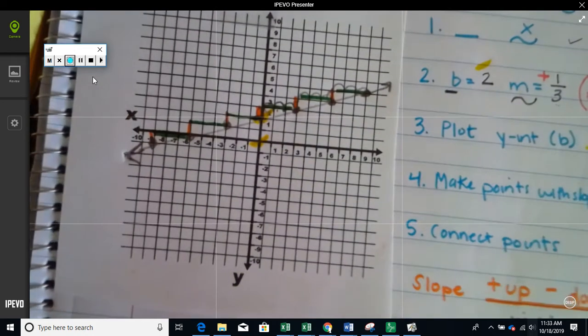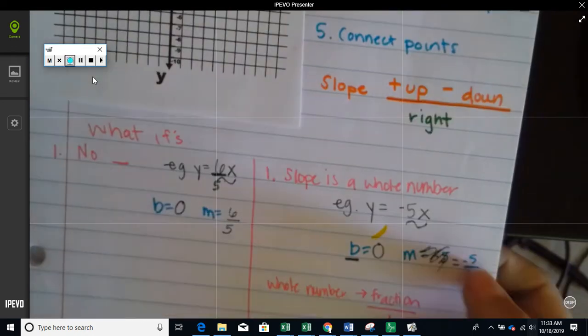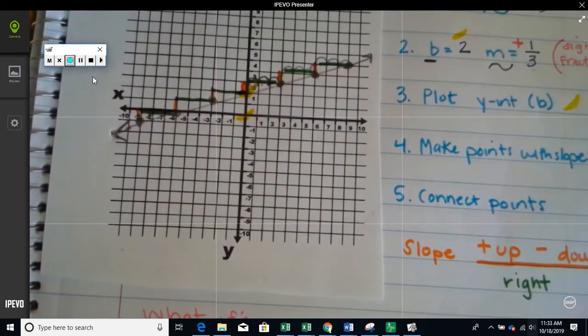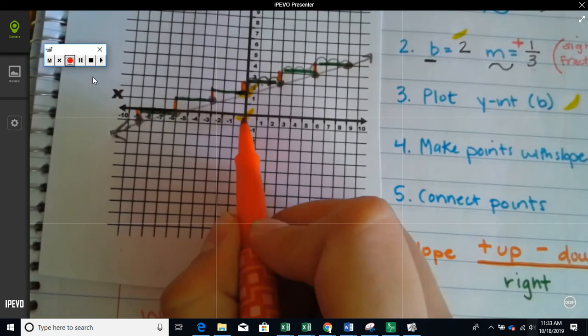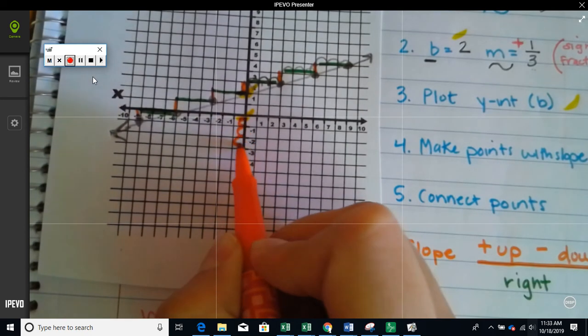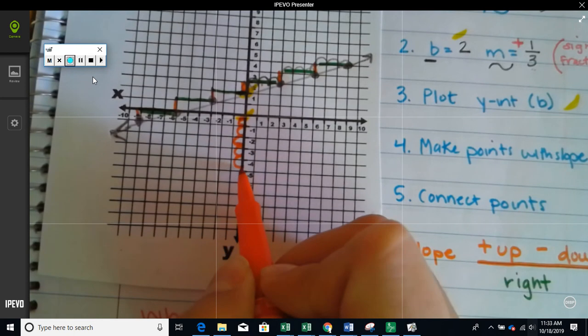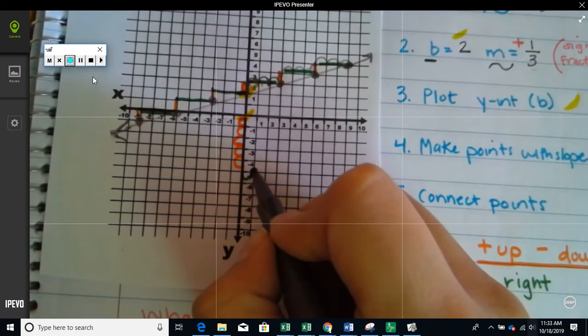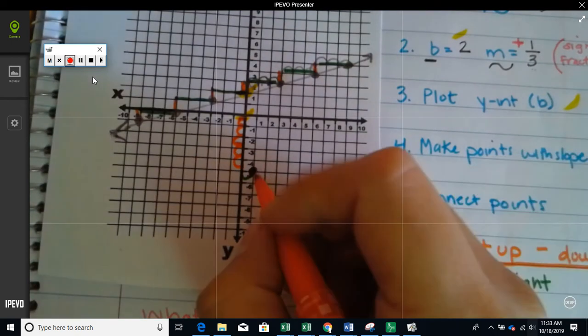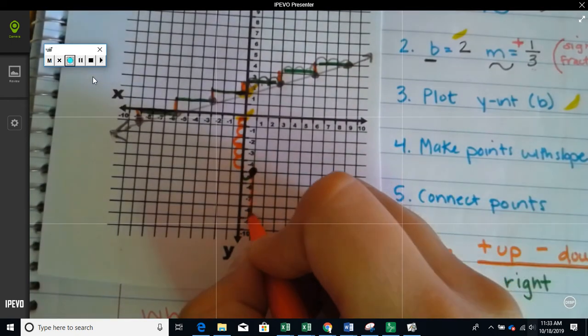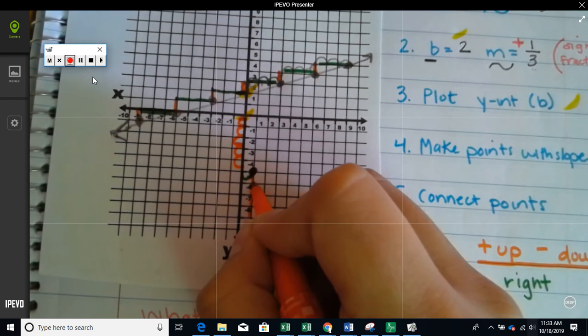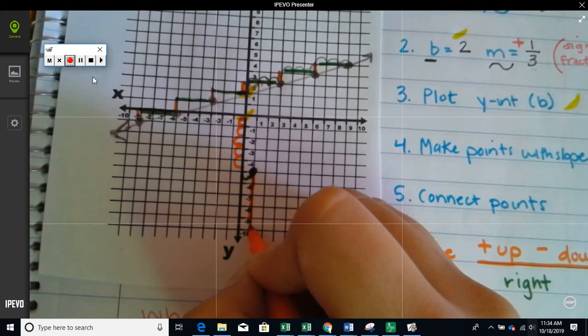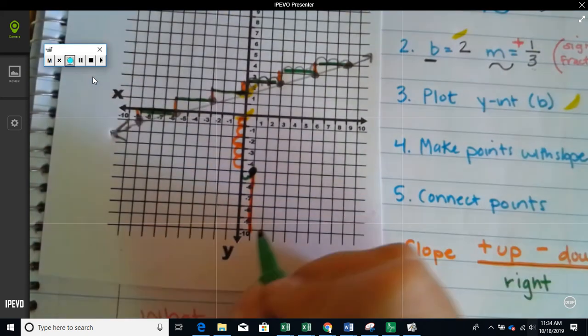My slope is negative 5 over 1. Because it's negative, I'm going to be going down from the banana. That's the beginning point. So go down 5: 1, 2, 3, 4, 5. I went down 5 and then over 1. That's my point right there. And you do that again. Down 5: 1, 2, 3, 4, 5, over 1.